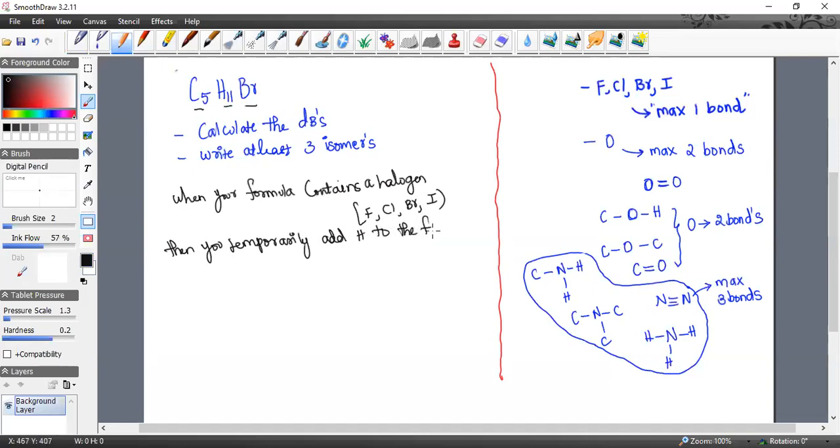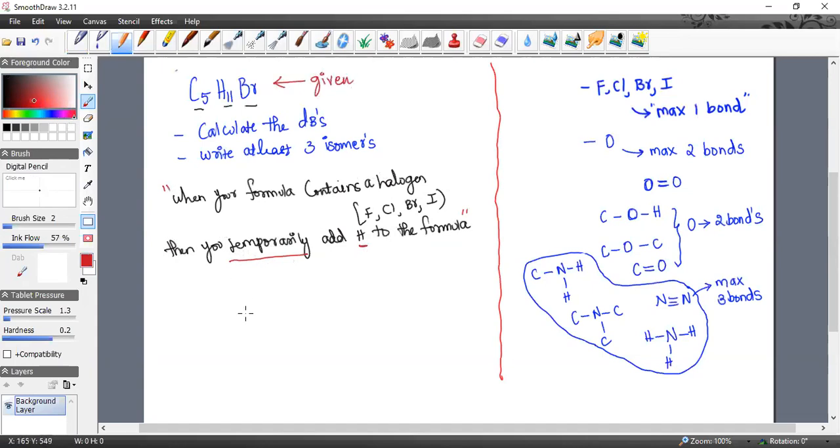Why do I say the word temporary? I'm going to actually highlight it with a different color, because you're not permanently adding hydrogen. What if you do? Because you're changing the identity itself. We're doing all this purely for the sake of math. We are going to do some math, and it's not going to be very intensive math, but we are going to do some math. And what exactly are we going to do? Well, I just stated here, when your formula contains a halogen, then you temporarily add hydrogen to the formula. So what I'm going to do is, this is always my given. This is my given.